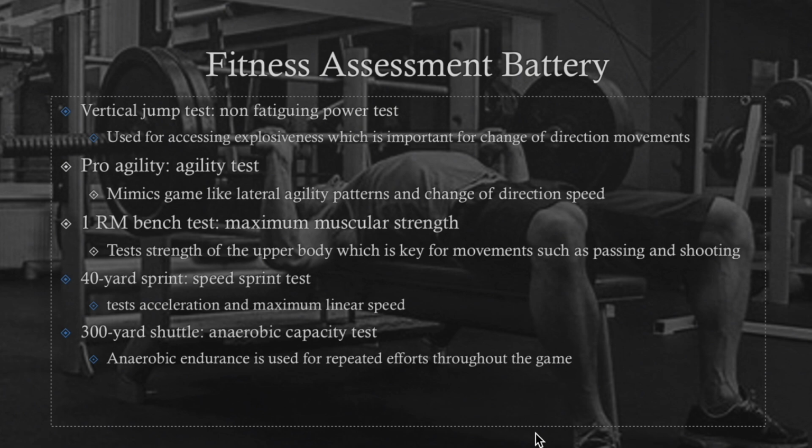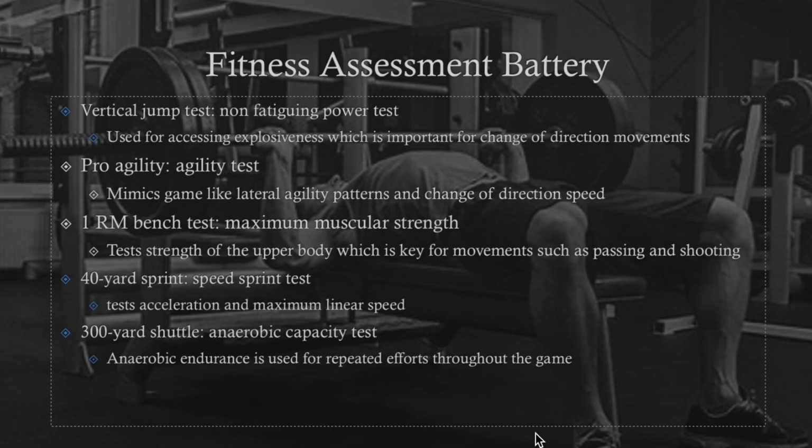3 cones are set up and the athlete starts in the middle cone. There are 5 yards between each cone. The athlete sprints to the right cone, touching the ground, and then sprints the full 10 yards after changing direction. After sprinting the 10 yards, the athlete then changes direction again and sprints to the middle cone. This mimics game-like lateral agility patterns and change of direction speed.